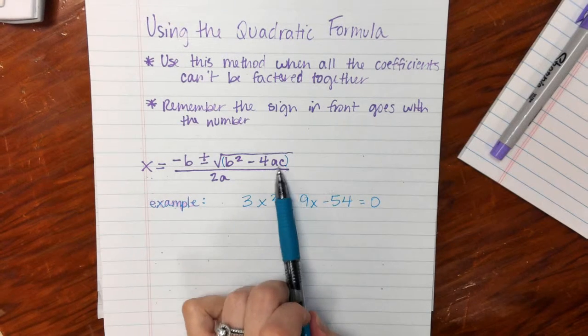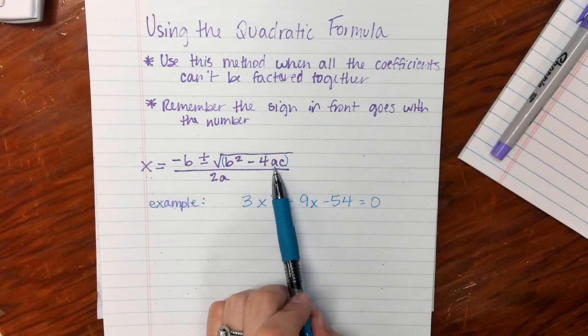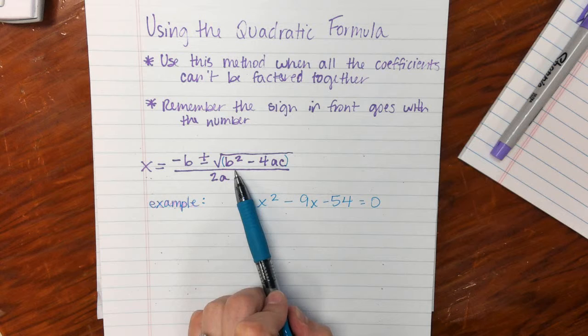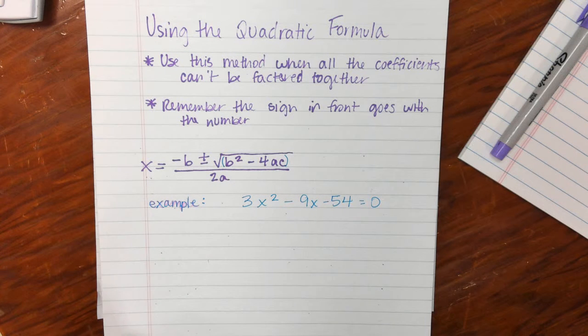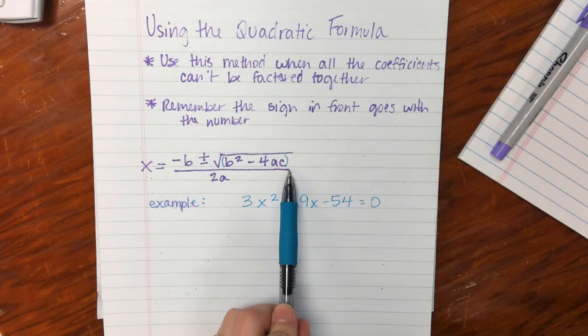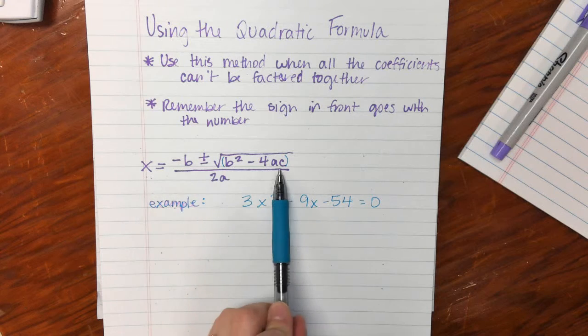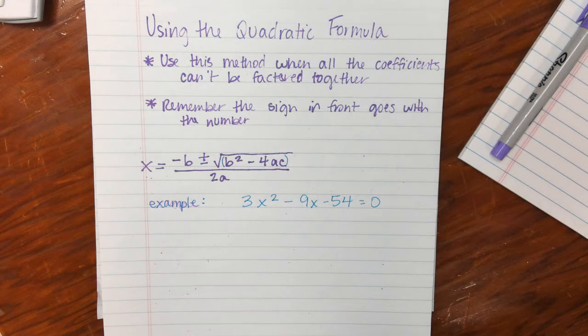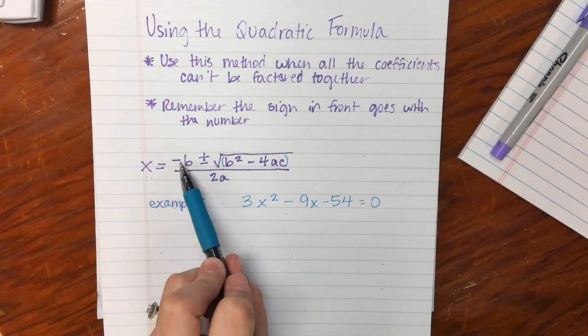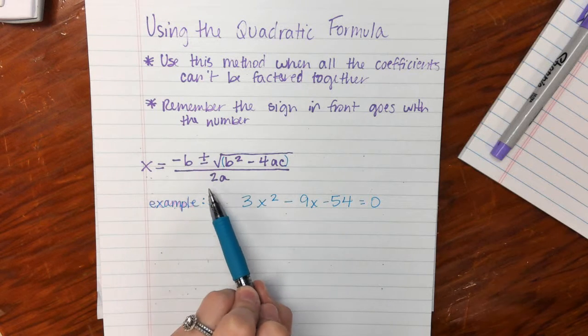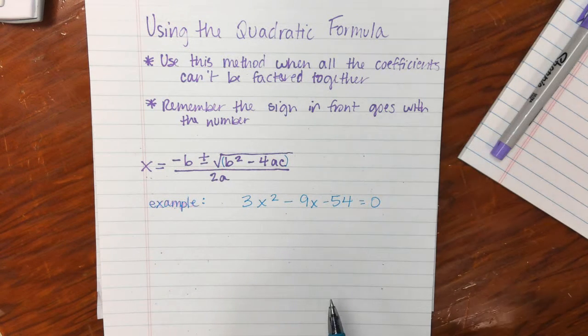Now remember, when everything is underneath the radical sign, we are pretending that there are parentheses there. That is our clue or our hint that we need to do everything under the radical sign first before we can take the square root. And we have everything on top of the division bar here, so that means everything on here must be done first before you divide it by 2a.